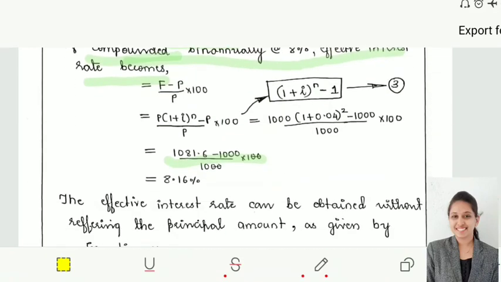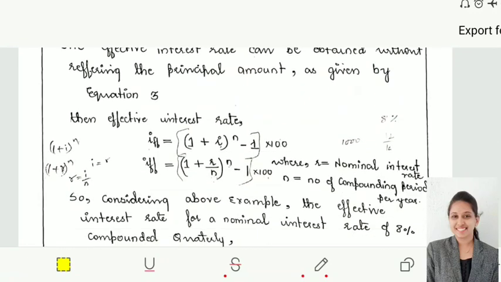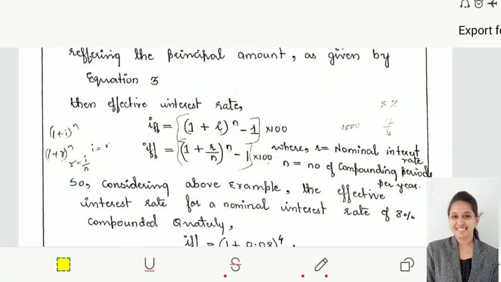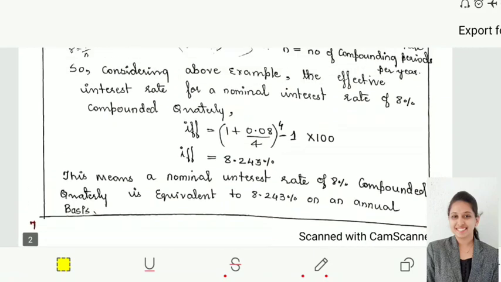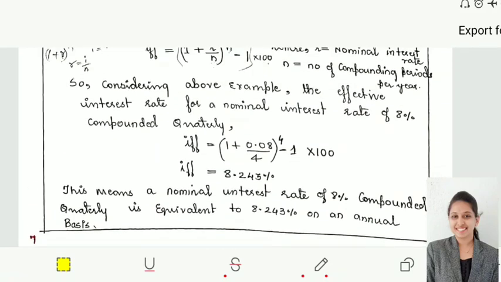3. So this was our equation 3, that is the effective interest rate is 1 plus i raised to n minus 1, into 100 because it is always the percentage, don't get confused. So I have specified there. So this effective interest rate, if we consider in terms of nominal interest rate, it will become r by n raised to n minus 1. So here the nominal rate of interest is directly the interest; if it is the nominal rate of interest, it will become r by n.